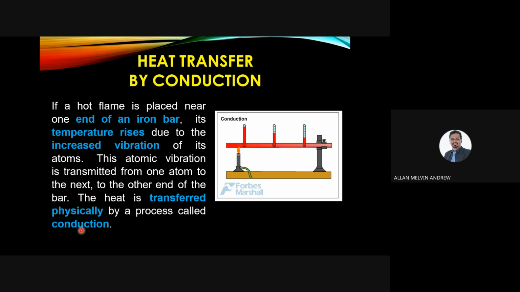Conduction always uses physical contact. The fire is applied directly to the metal, and the metal has atoms inside which start to vibrate and cause the temperature to rise. This is what we call heat transfer by conduction. Conduction transfers the heat physically by touch or contact.